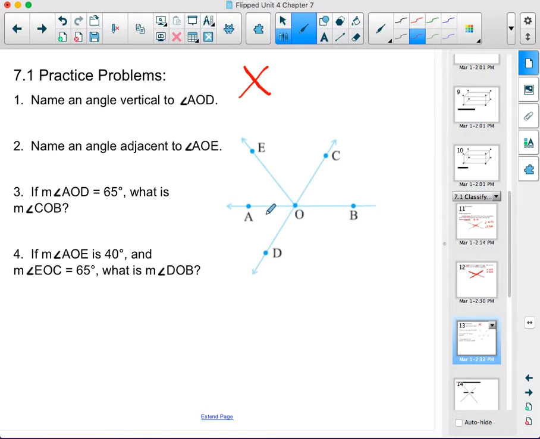So I'm going to highlight those lines for us. Here's a line, and here's a line. They intersect in an X. We have an extra ray here, but that doesn't really make a true X. So I'm going to ignore that for the time being since I'm talking about vertical angles. So angle AOD, that's this guy right here. And the angle that is vertical to it is the angle that's across from it. So that's angle COB right there.